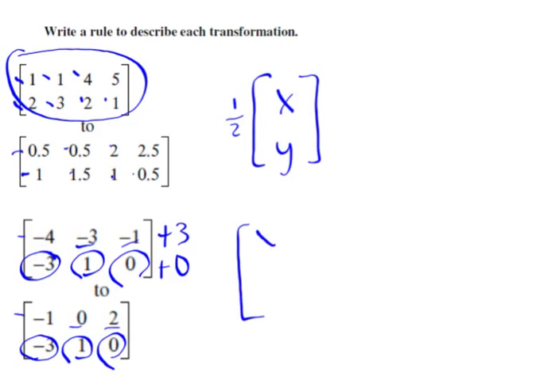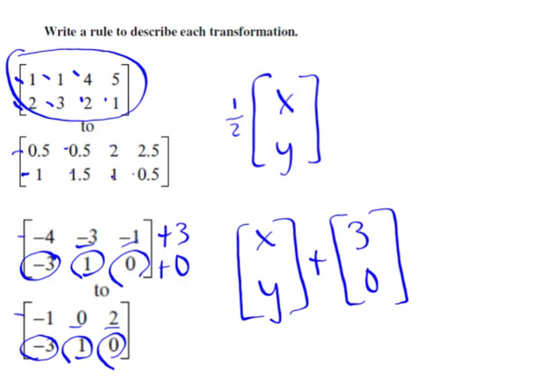The rule for that one, that's going to be a translation. It just slid. Plus 3 to all the x's and 0 to all the y's. It looks like this just moved 3 to the right, but it didn't move up or down, and that's your rule right there. And that's it.